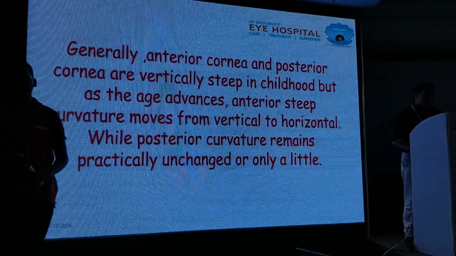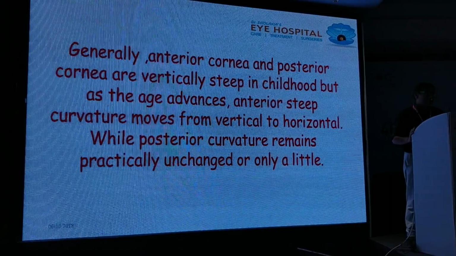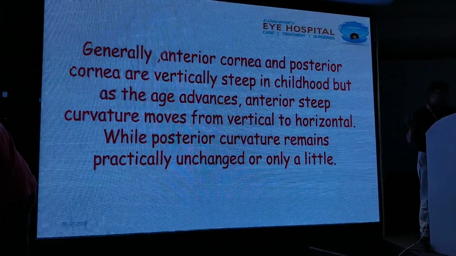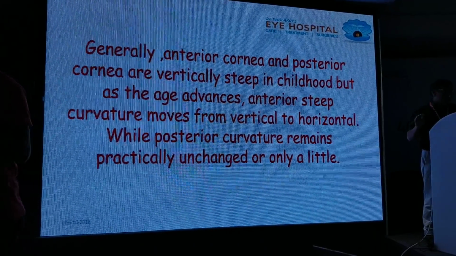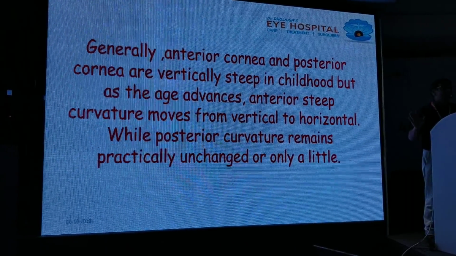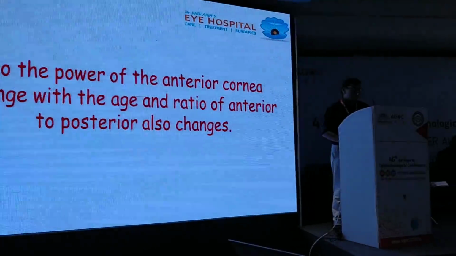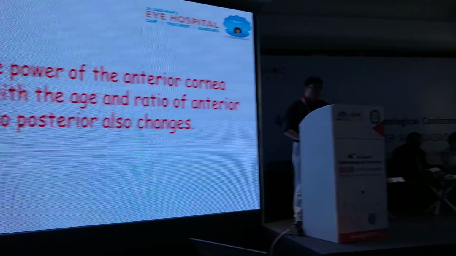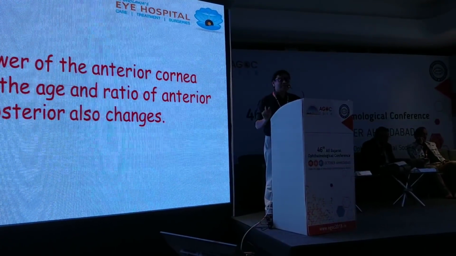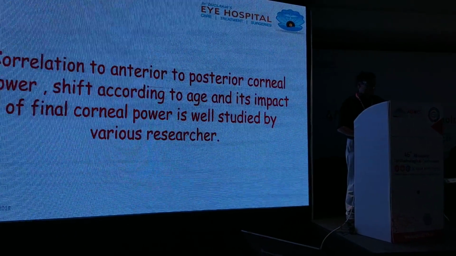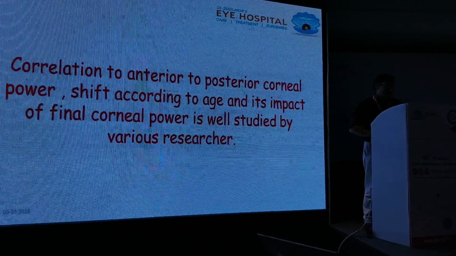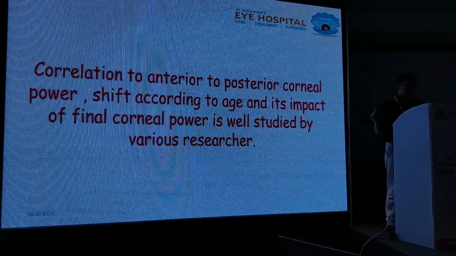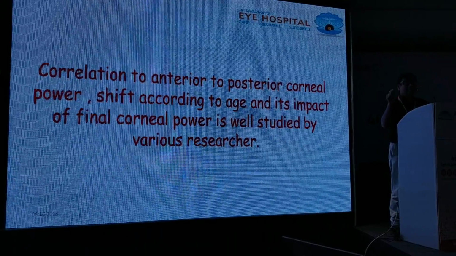Generally, anterior cornea and posterior cornea are vertically steep in childhood, but as age advances, the anterior steep curvature moves from vertical to horizontal, while the posterior curvature remains practically unchanged or changes very little. So the power of the anterior cornea changes with age, and the ratio of anterior to posterior also changes. The correlation of anterior to posterior corneal power shifts according to age, and its impact on final corneal power is well studied by various researchers, including Dr. Vevika.